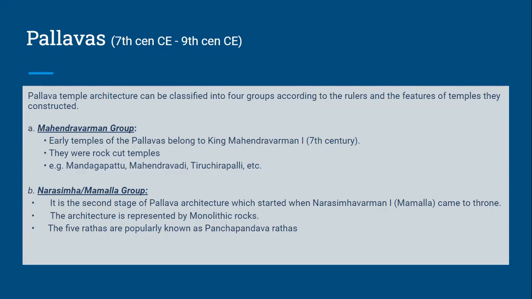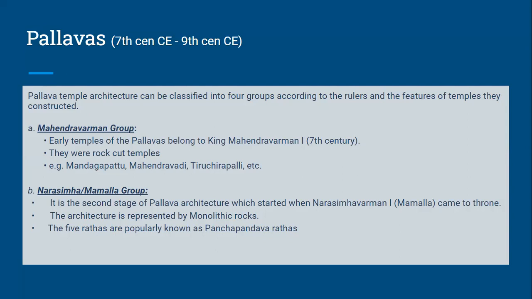Then coming to the next group, that is Narasimha. Narasimha was the son of Mahendravarman I, and he is also referred to as Mahamalla, that is a great wrestler, and he built a very big city, Mahamallapuram or Mahabalipuram in Tamil Nadu. This city houses rock cut monolithic freestanding temples, which we have completed in the previous session. These temples are rathas, the Pancha Pandav rathas, and this marks the beginning of the Dravida style of temple architecture. In this ratha you will see the pyramid shaped Vimana.